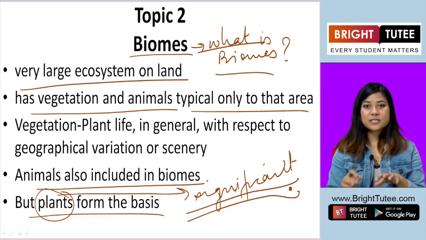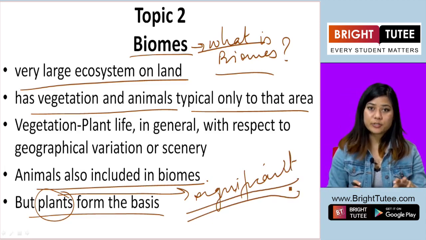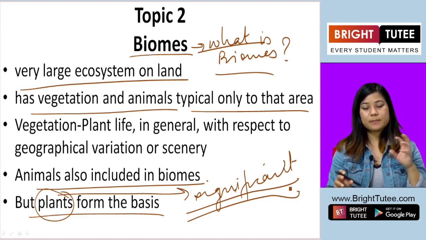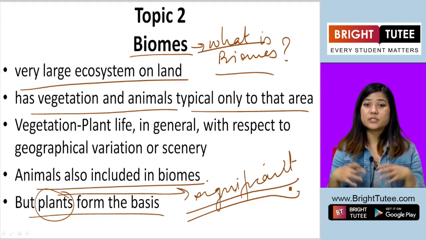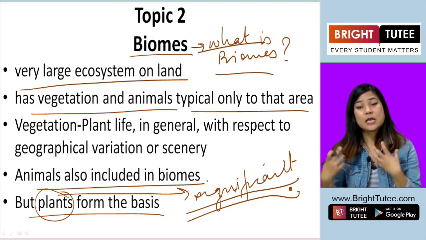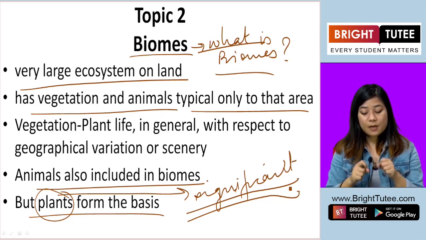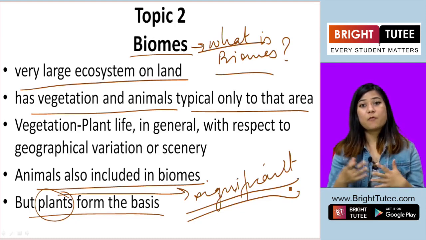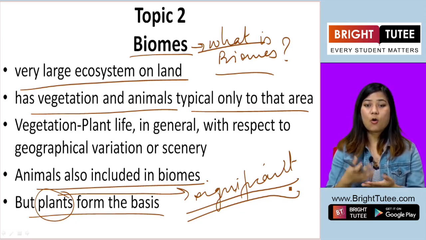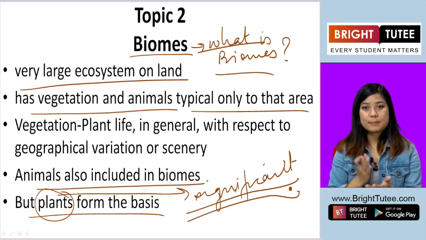But this is not to say that animals are not important. In an ecosystem, plants and animals are both important. In a similar manner, in biomes, plants and animals also coexist. But here, the plants form the main basis of the formation of such biomes.